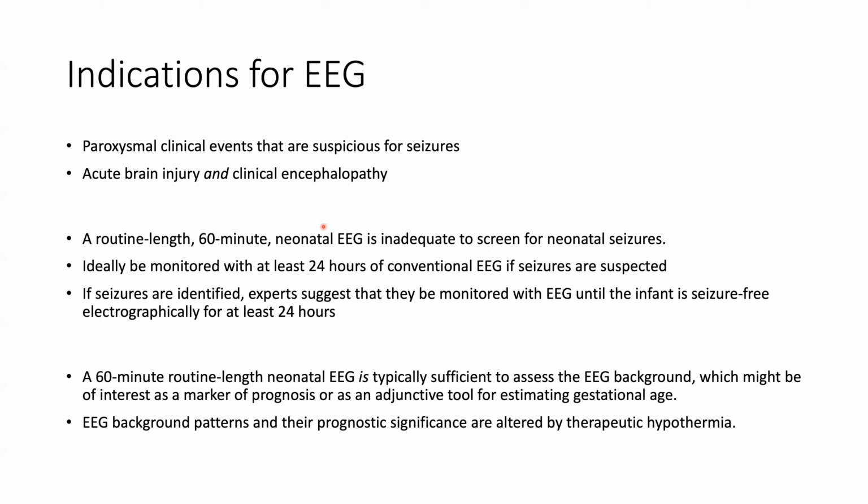When you use a routine EEG in the neonatal period, it is for assessing the background, as I showed you in the first 2 slides before this. This is important because you want to see the integrity of the brain as a marker of prognosis, or for an assessment of gestational age. Gestational age can be very easily estimated using the EEG based on several parameters. Most importantly, in the newborn intensive care unit, it is used to assess the state of the brain, or the integrity of the brain, as a marker of prognosis.